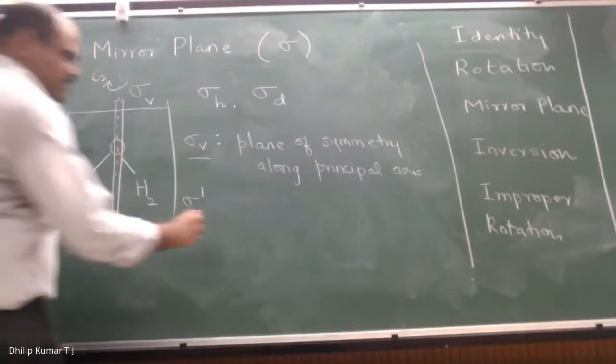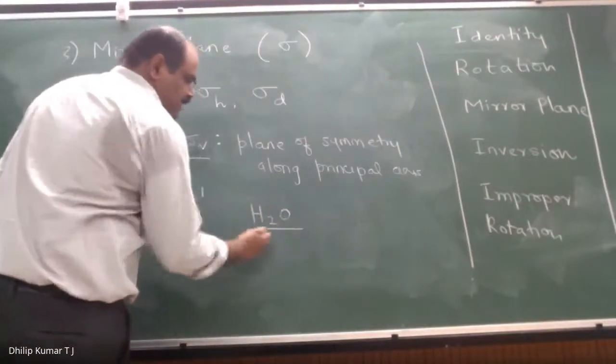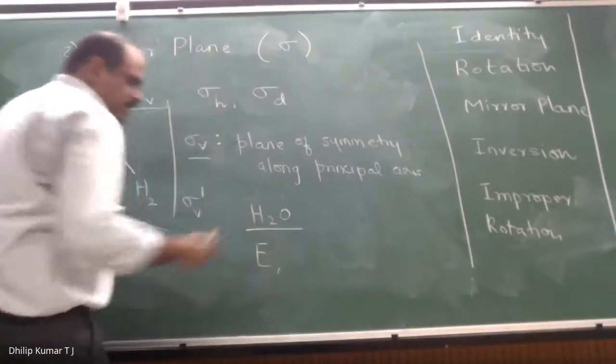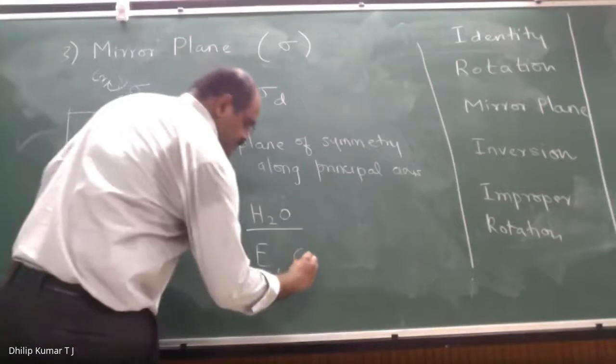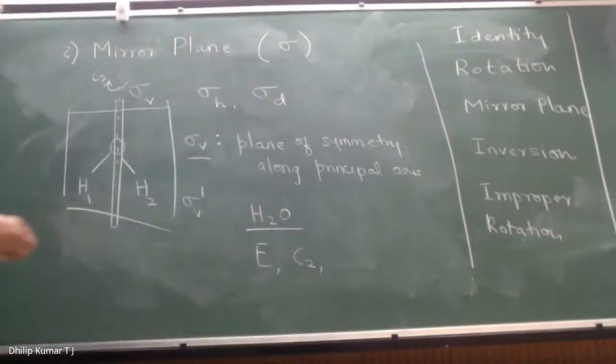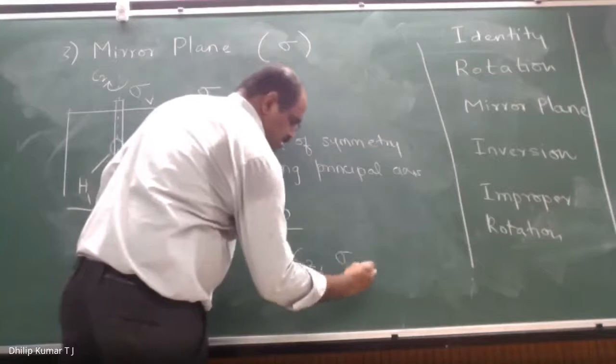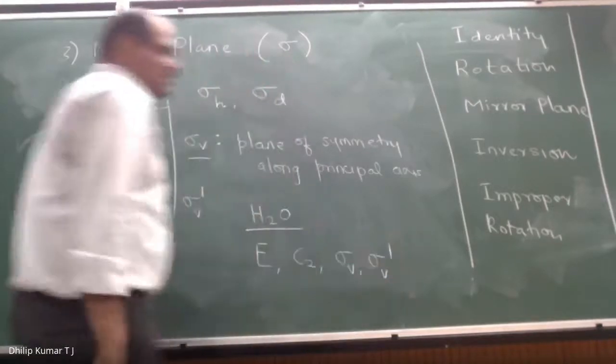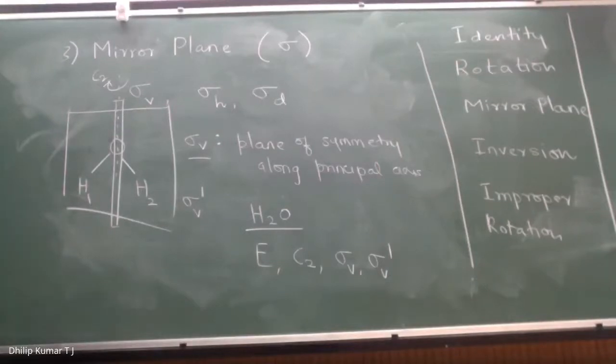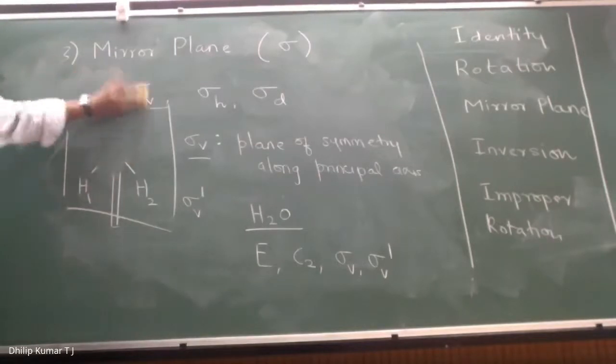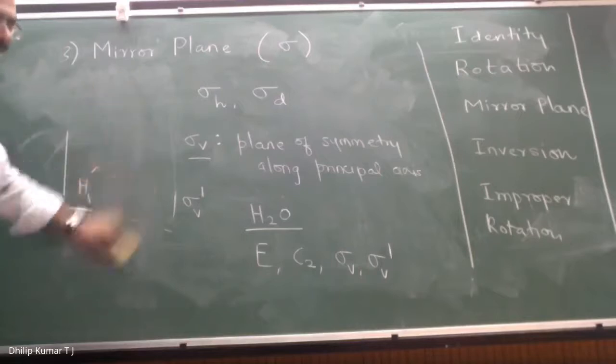Considering the symmetry elements present in water, E is possible. That's identity. Every molecule will have E. Then C2, which we saw for water, and then sigma v and sigma v prime. So these are the four symmetry operations possible for the water molecule: identity, rotational symmetry, and the vertical mirror planes. I think this is clear. I'll give you one assignment: find the symmetry elements of the ammonia molecule.